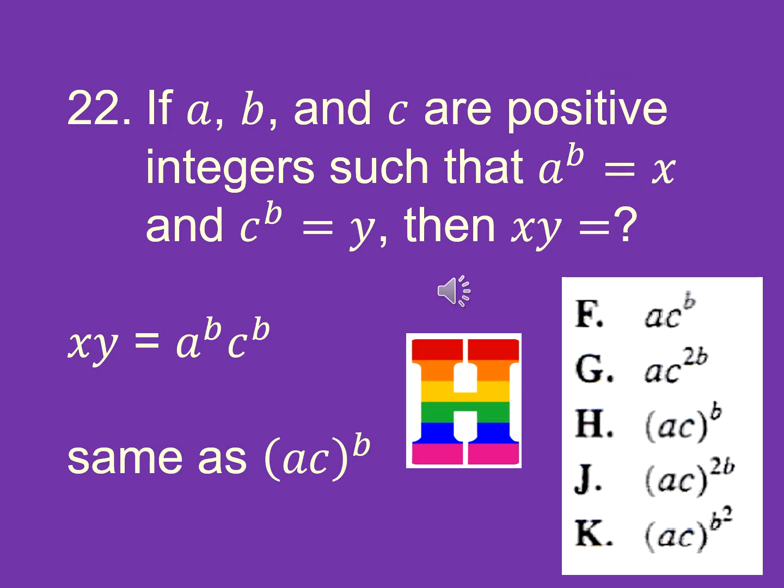So we're supposed to figure out what xy equals. And since x is a to the b and y is c to the b, xy is going to be a to the b times c to the b. Now, when I have two things to the same power, I can put those together and then take that product to the power. That's why we get ac to the b, which happens to be choice H.